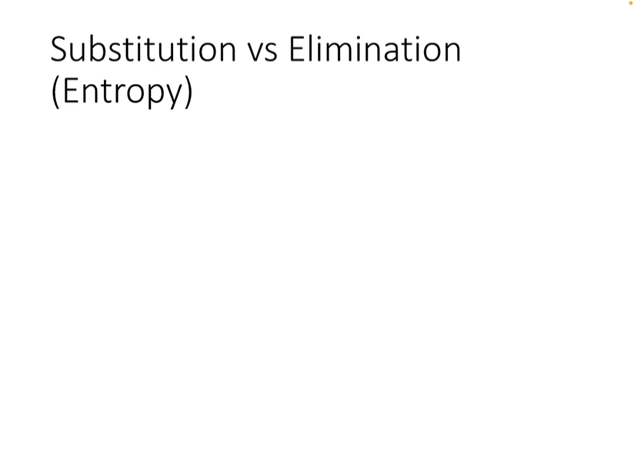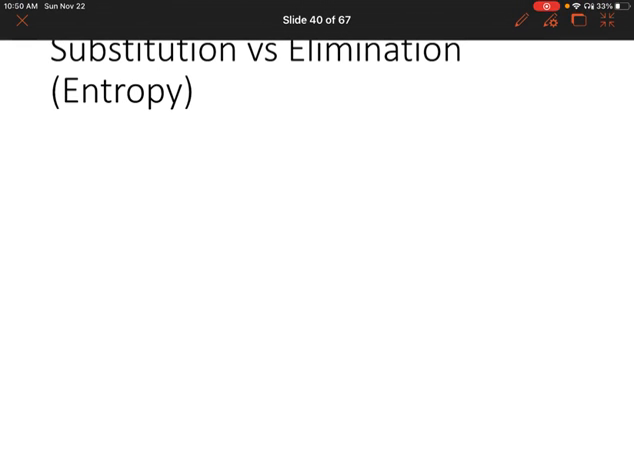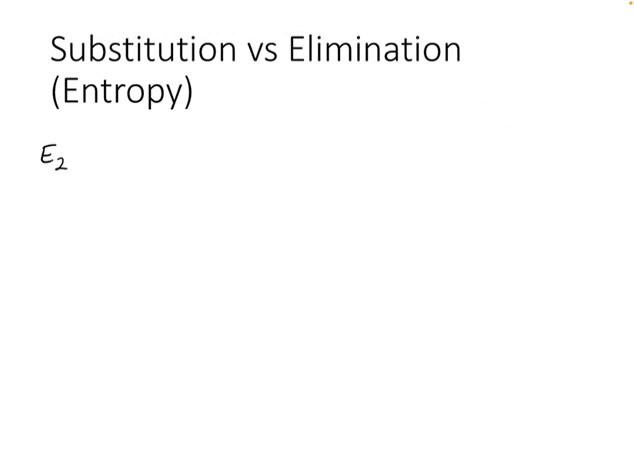So now let's see what the entropy is for a substitution reaction versus an elimination reaction. Does entropy increase or does it decrease? So let's write out some examples here. So I'm going to start with elimination reactions. So we saw that for an E2 reaction, we have our substrate with the leaving group and then our base.